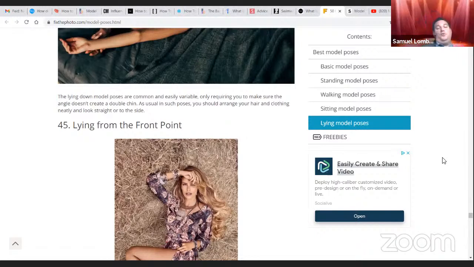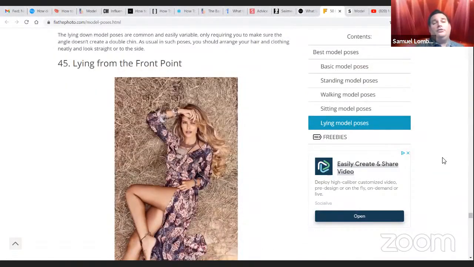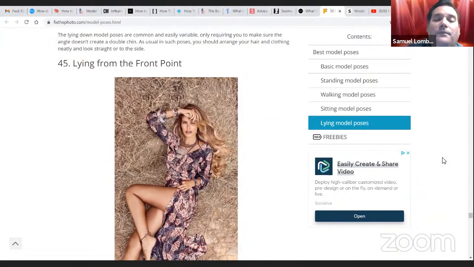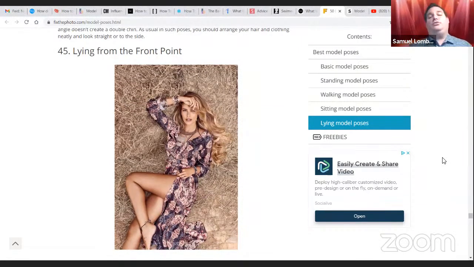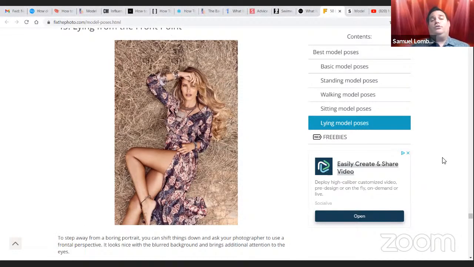Lying from the front point pose. Now, this one's a little bit tricky because while this one is saying you're going to lie on the back, you are technically still lying from the front, but you are really twisting your hips to the side and you're looking toward the front. So when you hear about that, it's more about the perspective of the photographer, because as you can see, it looks like she's still laying on her back, right? But the reality is that she is actually facing the front and just turned.